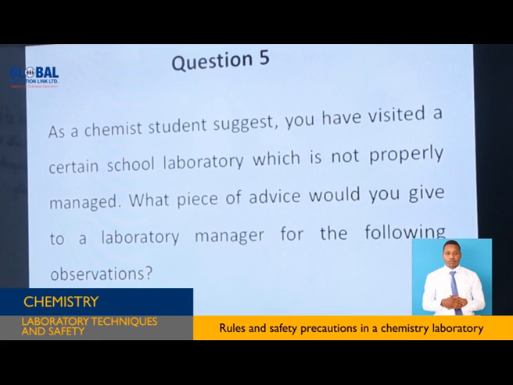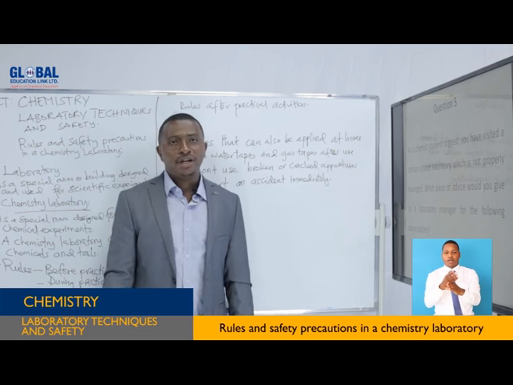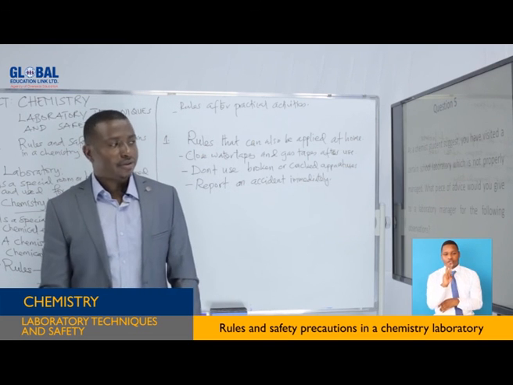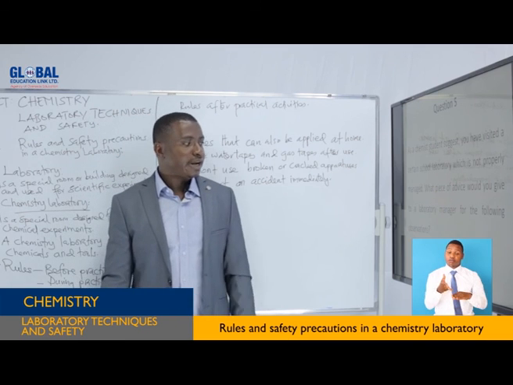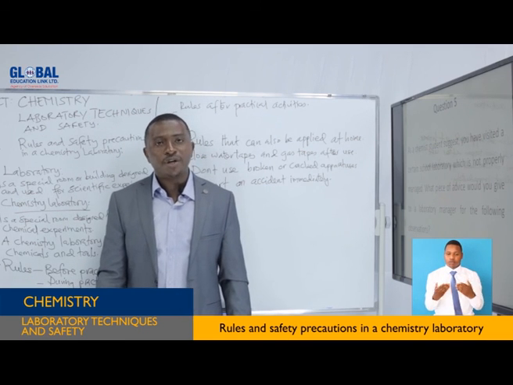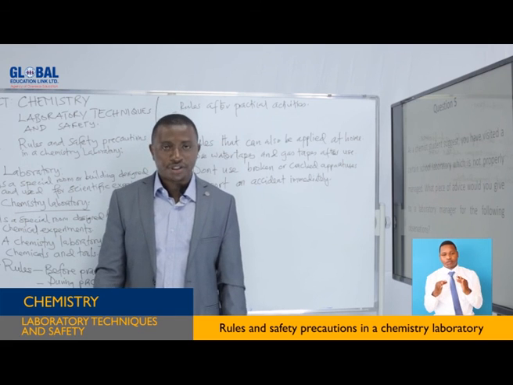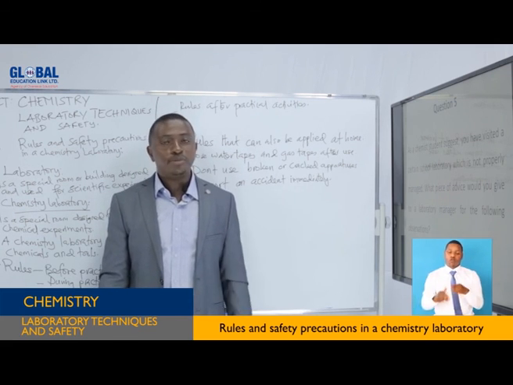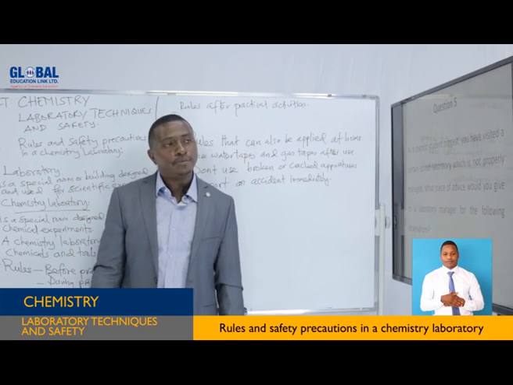And also we have question number 5. This question states that as a chemist student, you have visited a certain school laboratory which is not properly managed. What piece of advice would you give to the laboratory manager for the following observations? You are now a chemist, an expert, and you are required to give advice to this manager. I'm sure you can do it very correctly. So I leave this assignment to you, perform it, and submit it.